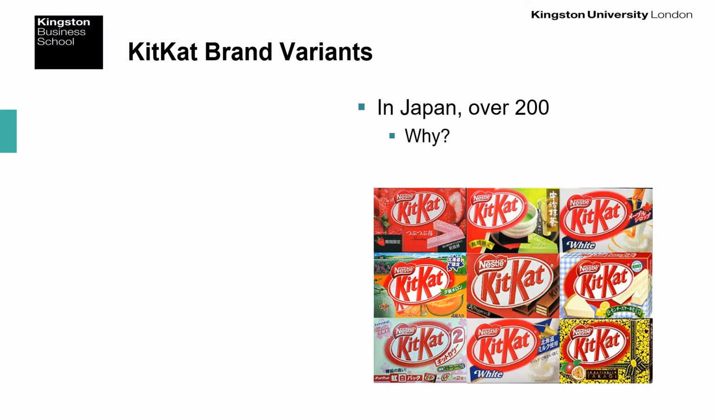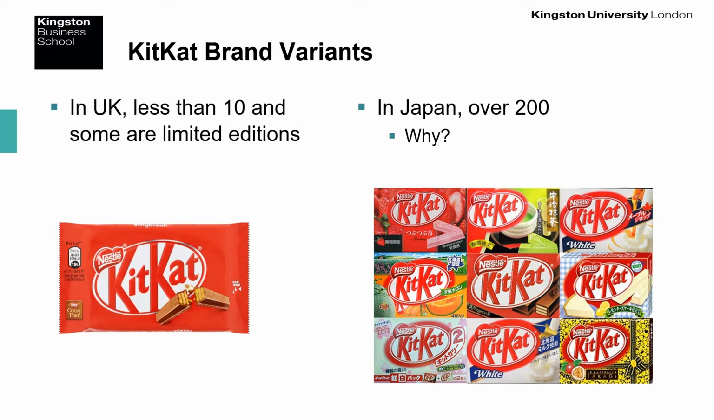So here we have Kit Kat. We're used to not seeing 200 varieties of Kit Kat as people in Japan are, but actually very few. In the UK, we have fewer than 10 variants of Kit Kat, and some of those are limited editions that are only available for a certain period of time and then withdrawn from the market, like orange flavour Kit Kat. So why do we have so few Kit Kat variants in the UK? And our counterparts in Japan have over 200, and this is just a tiny example on the slide here of 9 of the different Kit Kat brand variants that are marketed in Japan.